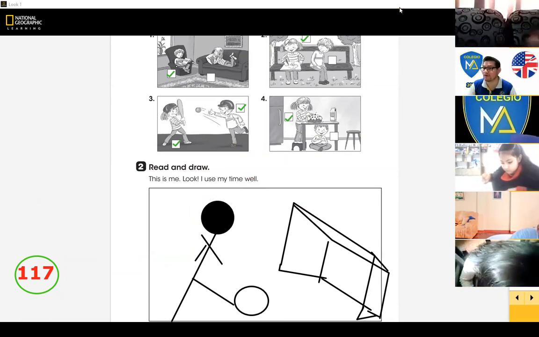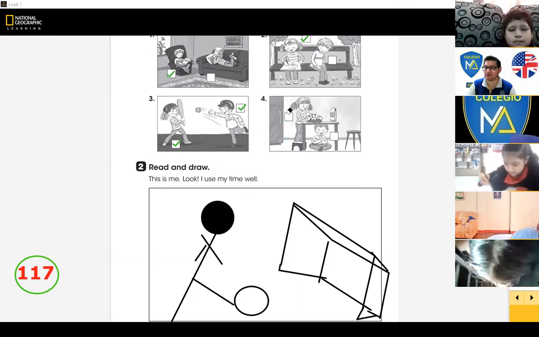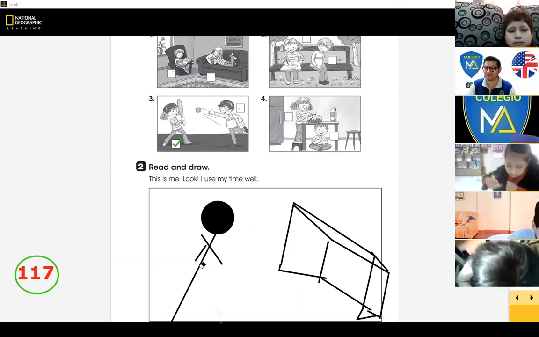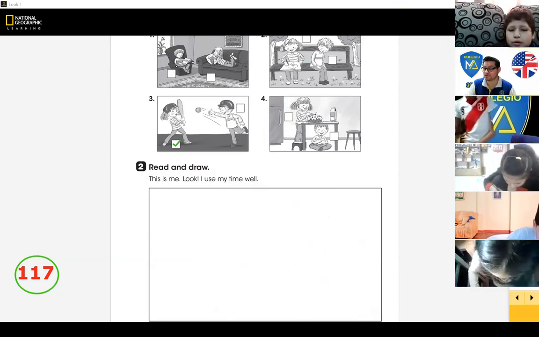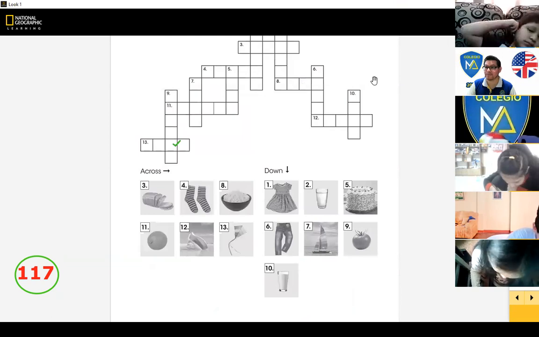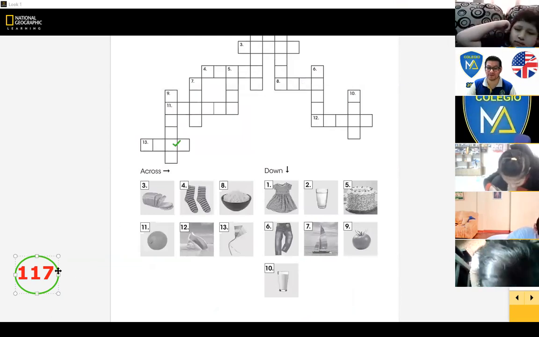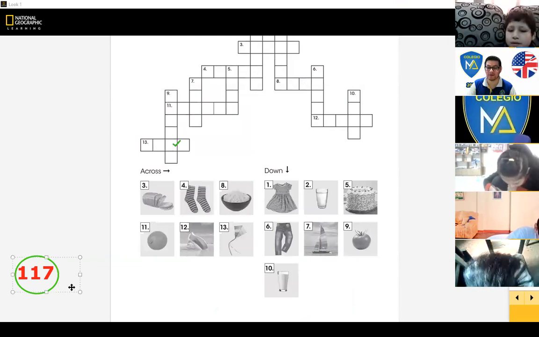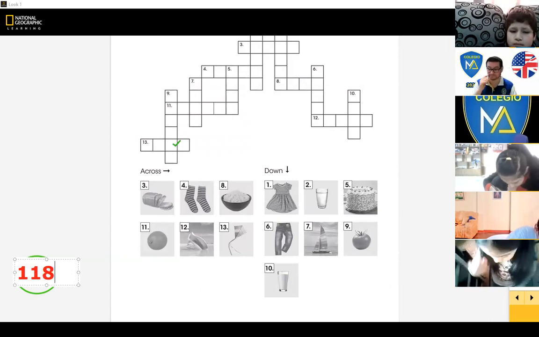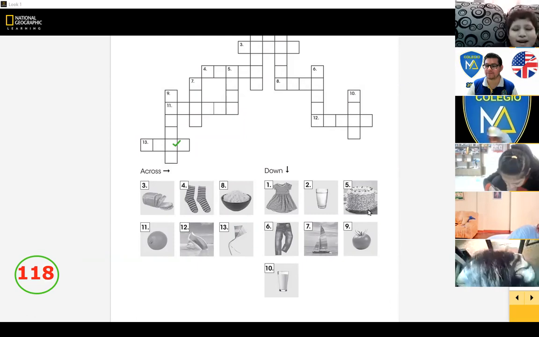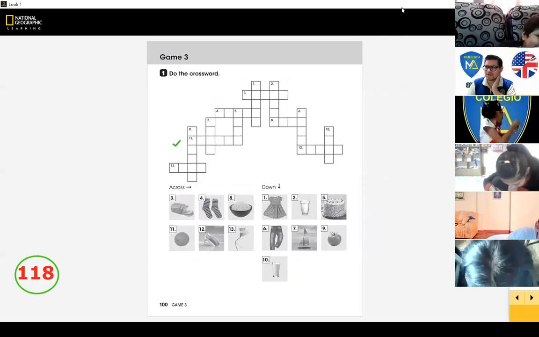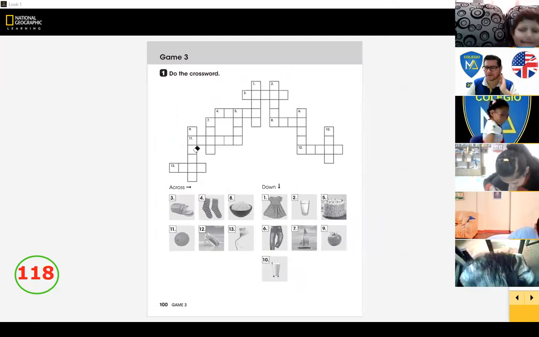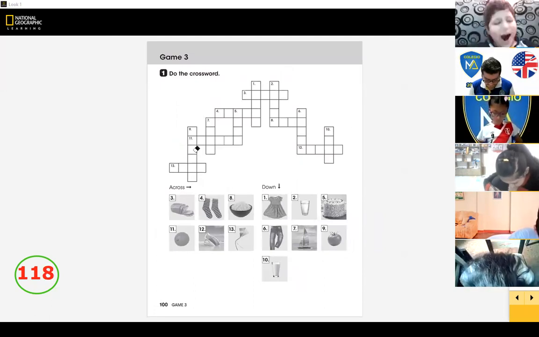So now let's go to the next page, to the next part. This is page number 116. Oh, sorry, 117. Now let's go to page number 118. What are you going to do here? ¿Qué vas a hacer aquí en el page number 118? Okay. We have something here. You're going to complete this. I think this is going to be your homework. Esto les voy a dejar como homework, okay, students?